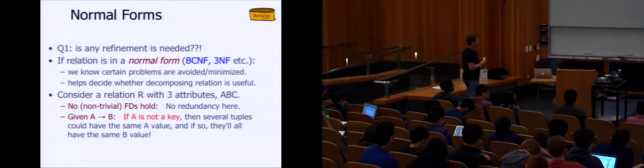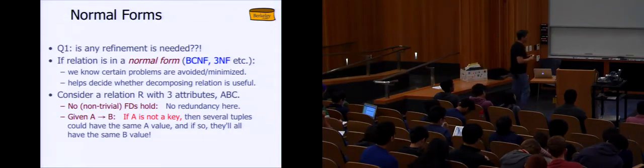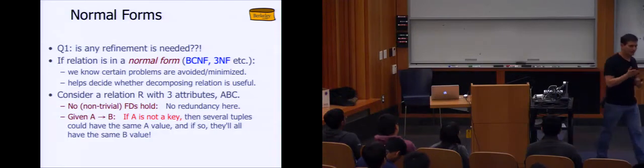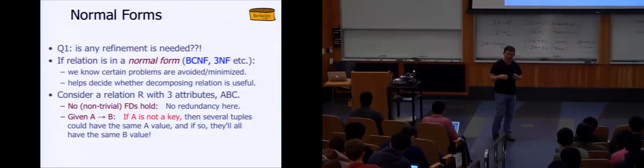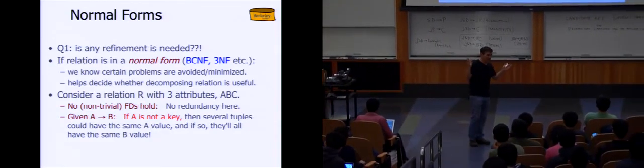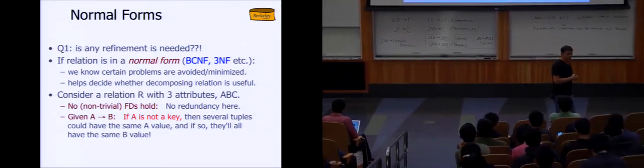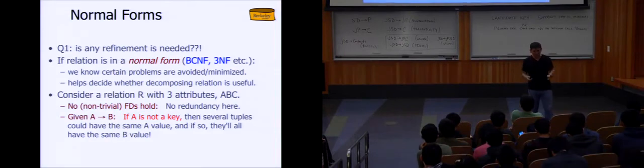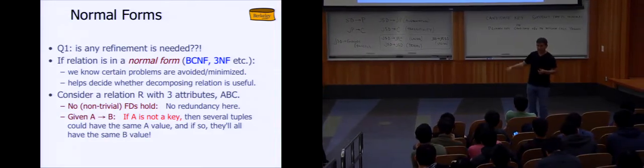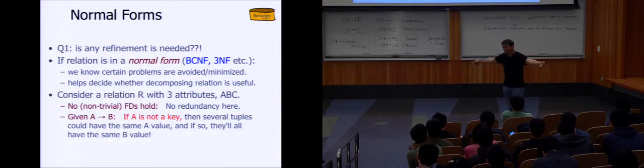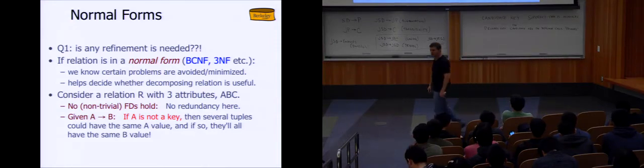So consider a relation R with three attributes, A, B, and C. Suppose I tell you no non-trivial functional dependencies hold. So clearly A determines A, and B determines B, and C determines C. But other than that, any triple ABC is good. Well, then there's no redundancy. If there's no FDs, there's no redundancy, and no refinement to be done. You're fine. If you write down there's three attributes and that's all we know about, and there's no FDs, good. No reason to decompose it.